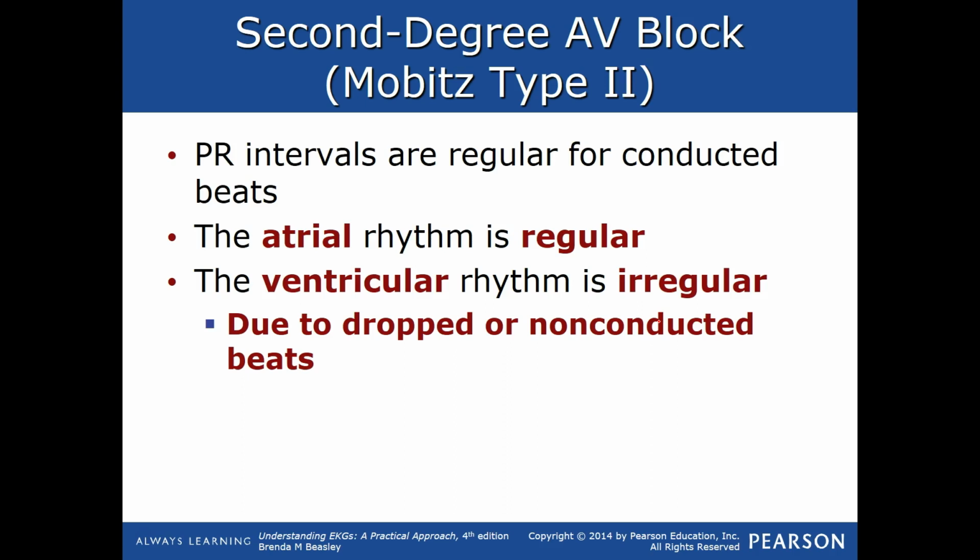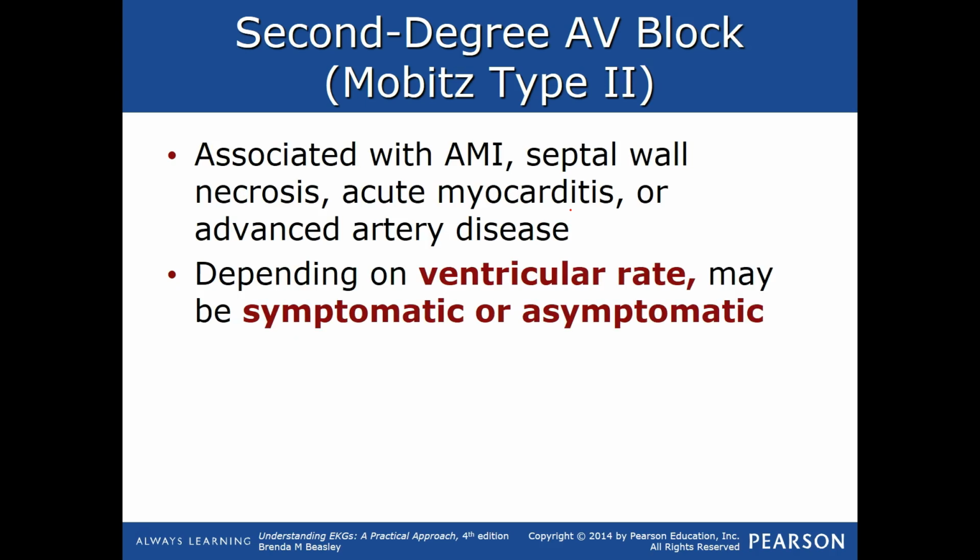So PR intervals are regular for the conducted beats, and that's going to be the big point here. When we look at a complete beat, the PR interval is regular. So the atrial rhythm is regular, the ventricular rhythm is irregular because it is all over the place, and you have those non-conducted or intermittent beats. So it's going to be irregularly irregular because it's just all over the place. It's associated with an MI, septal wall necrosis, which sounds bad, doesn't it?